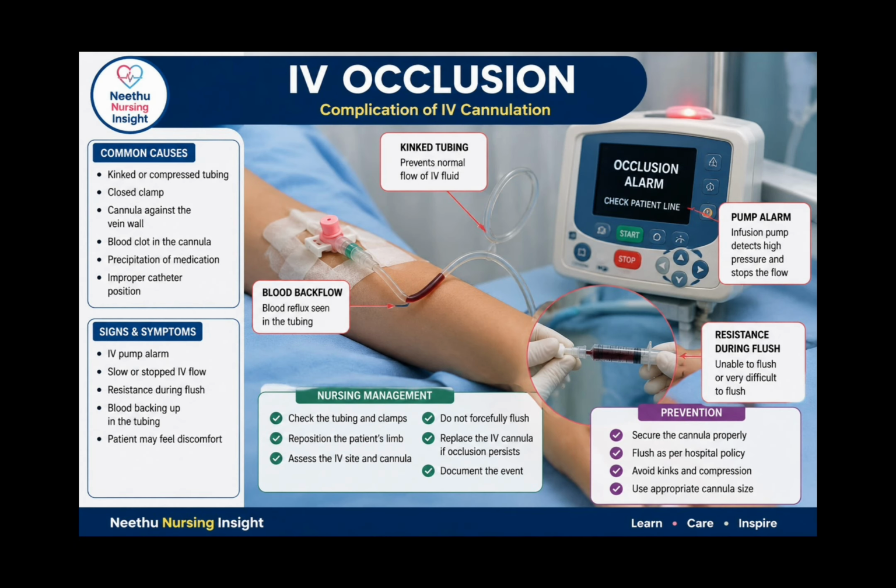IV occlusion. What is IV occlusion? IV occlusion is a blockage of the intravenous IV cannula or IV tubing that prevents the normal flow of IV fluids or medications. It is one of the most common complications of peripheral IV cannulation. An occluded IV line cannot deliver treatment effectively and may delay patient care if it is not recognized promptly.